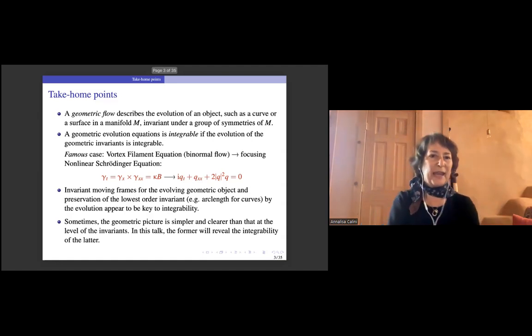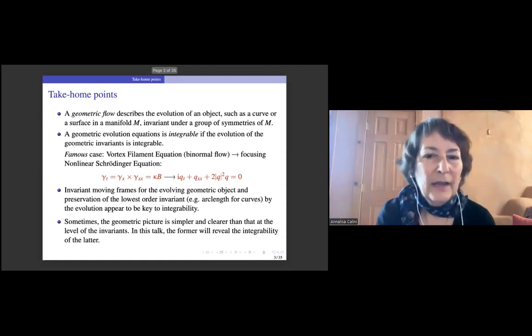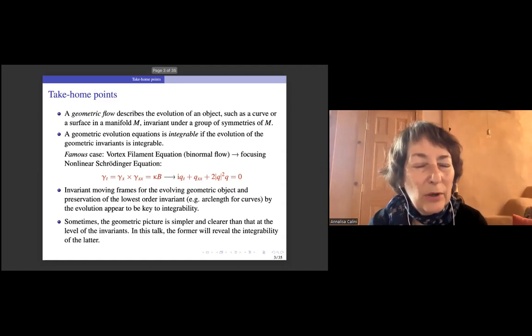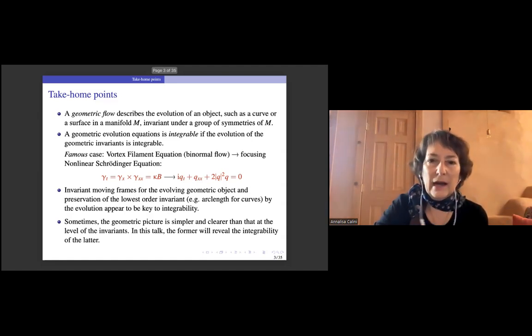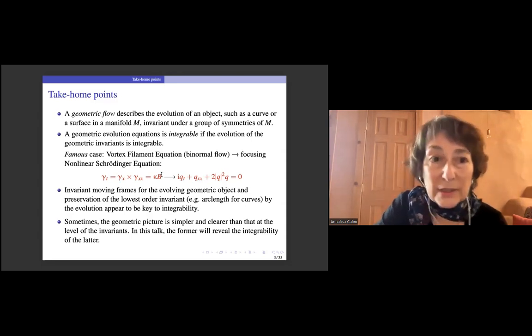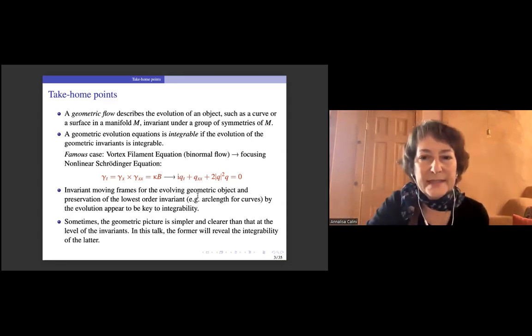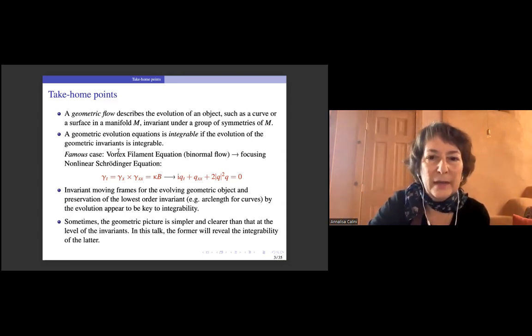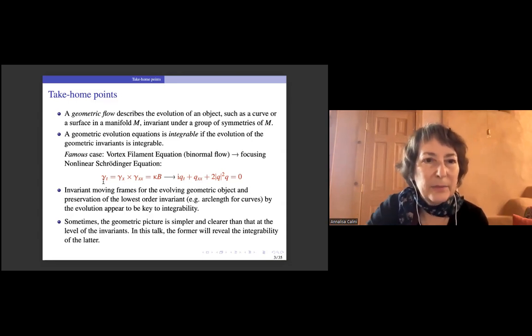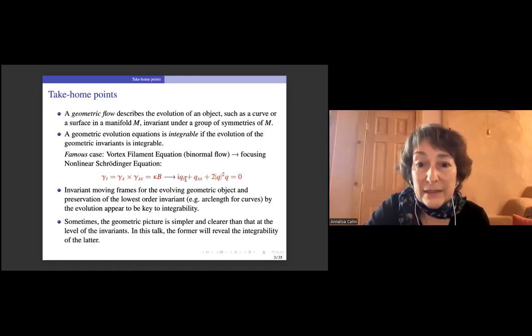Again, the famous case is the binormal flow or vortex filament equation. It's closely related to the nonlinear Schrödinger equation, and what the NLS potential encodes here is the curvature and the torsion of the evolving curve. I will get into this a little later. So in this sense, we say that the vortex filament equation is an integrable geometric flow because the associated PDE for the geometric invariants is an integrable one.